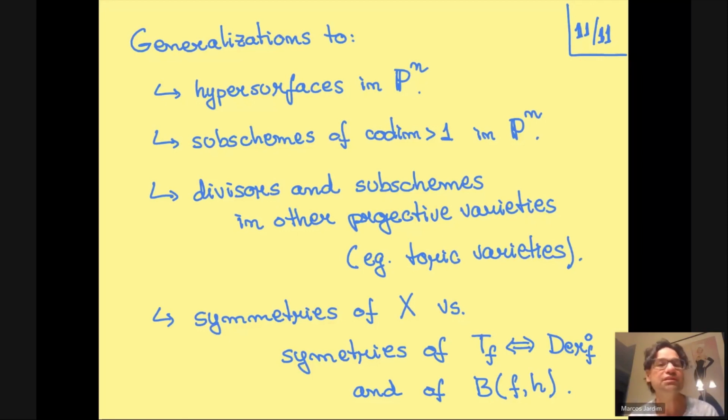One can also try to consider the Bourbaki degree and the freeness of divisors and subschemes in other projective varieties that are not just the projective space. And we've been trying to do something with toric varieties. And also there is a question how the symmetries of X, the curve, interfere with the symmetries of the module of derivations, and if there are some symmetries also in the associated Bourbaki schemes.